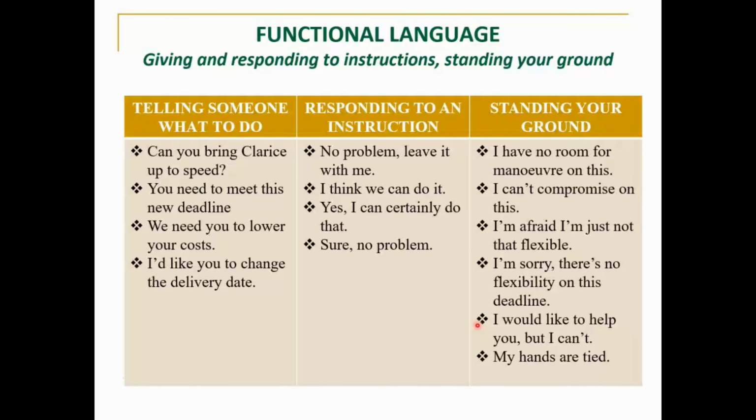And we can also say, I would like to have you, but I can't. My hands are tied. Tôi chịu thôi, tôi không thể nào làm được. Hoặc là mình có thể dùng một câu trong tiếng Việt nôm na là tôi bó tay rồi. Alright.